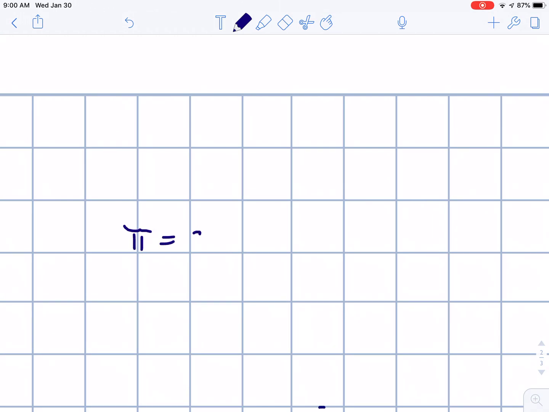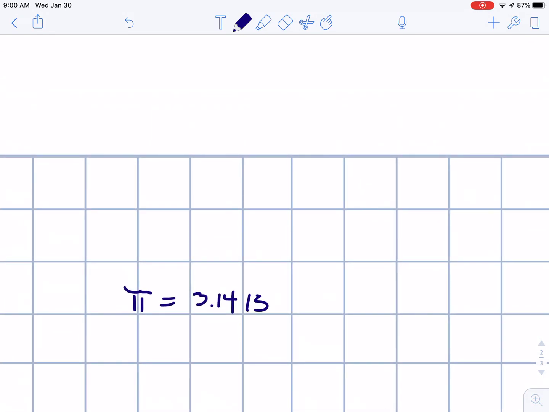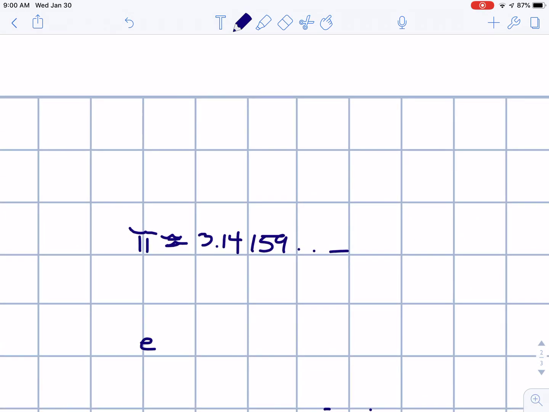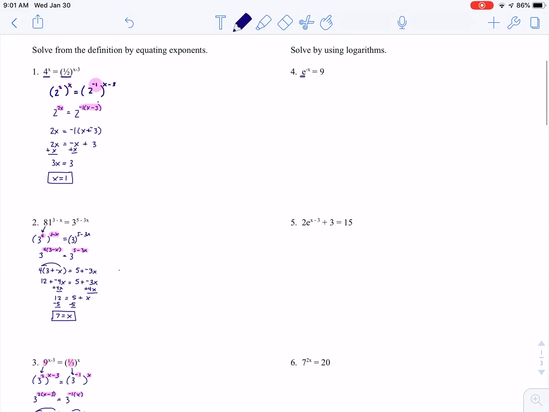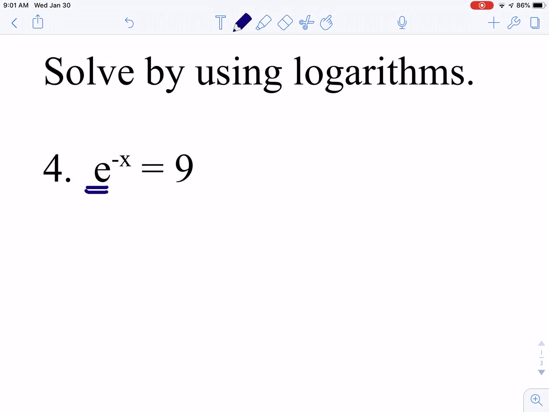So pi is approximately 3.14159, and it goes on and on forever. E is the same. E is 2.718 something something something, and it goes on forever. It's just a constant. Just like pi, which is related to circles, E is related to powers, and there are lots of reasons why E became an important constant for mathematics. So E is just a number.